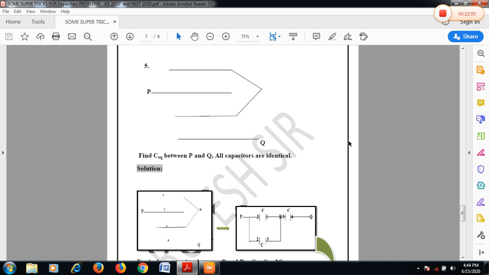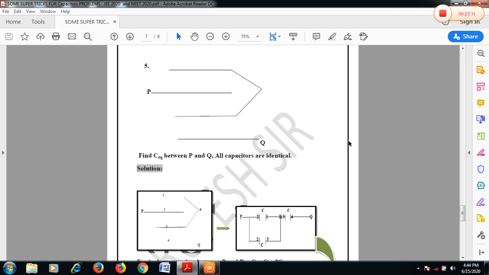In this figure we need to find again the equivalent capacitance C equivalent, and this is between P and Q. We need to find the equivalent capacitance between P and Q.